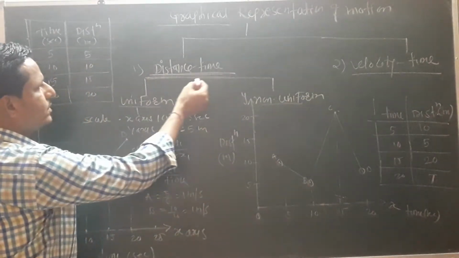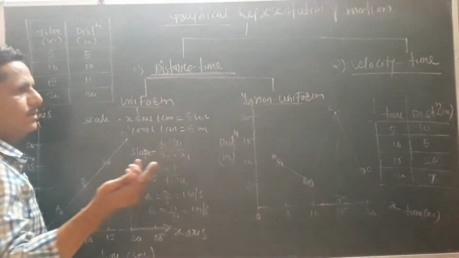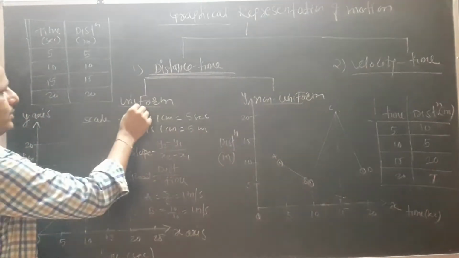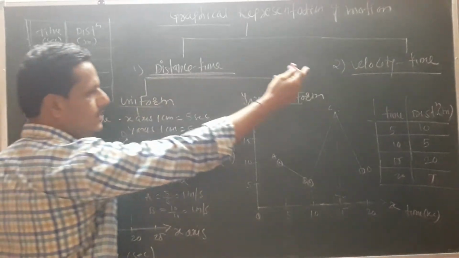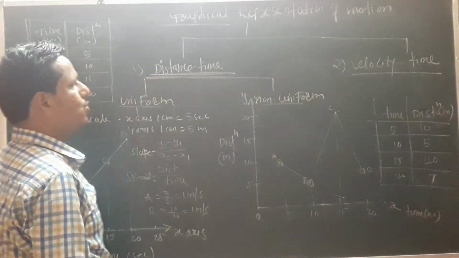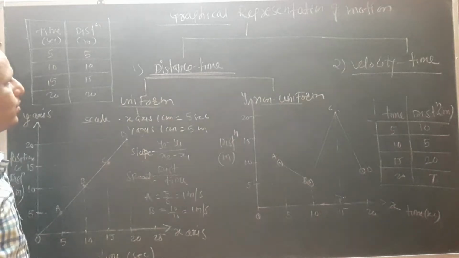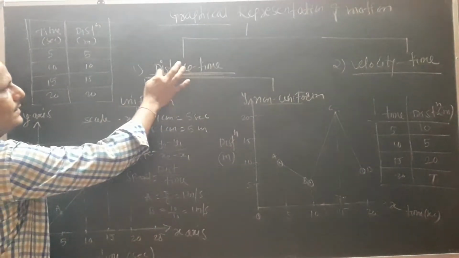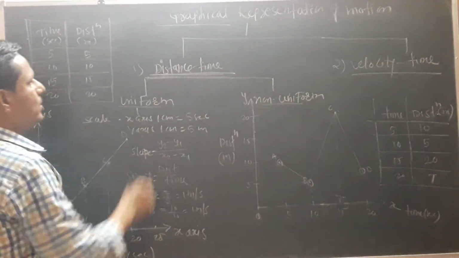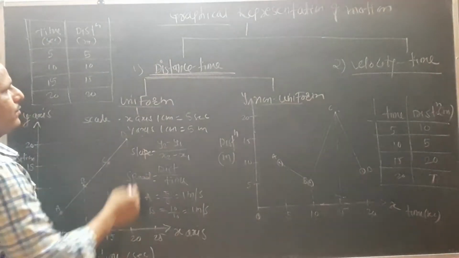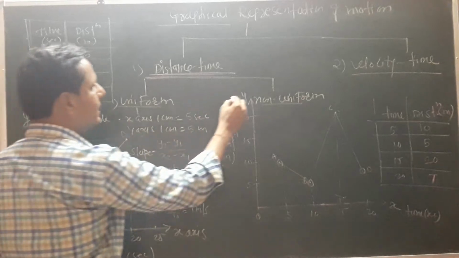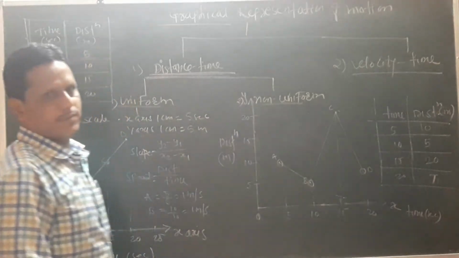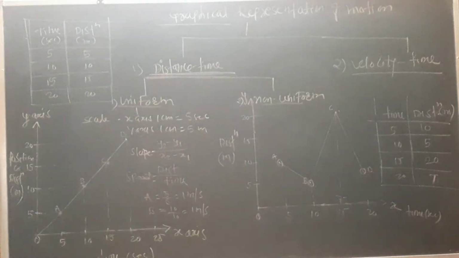Both these graphs can represent the different kinds of motion, that is uniform motion and non-uniform motion, in terms of distance time as well as in terms of velocity time. So first of all we are going to focus on the distance time graph. I am going to draw the distance time graph in two ways, one for uniform and second for non-uniform.